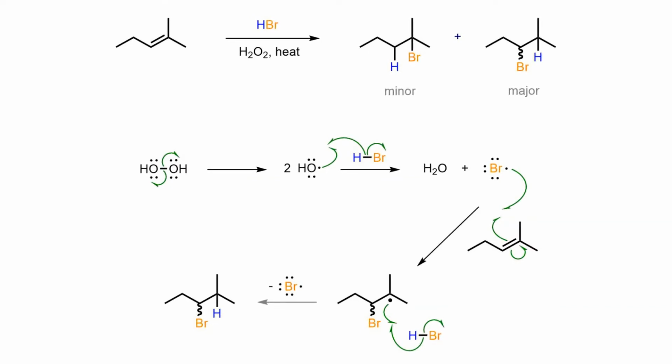This cannot be a carbocation mechanism, and in fact it turns out to be radical-based. So we can see here that the peroxide breaks apart into two hydroxyl radicals, which are very reactive, and they then react with HBr to produce water as a stable byproduct and Br radical.